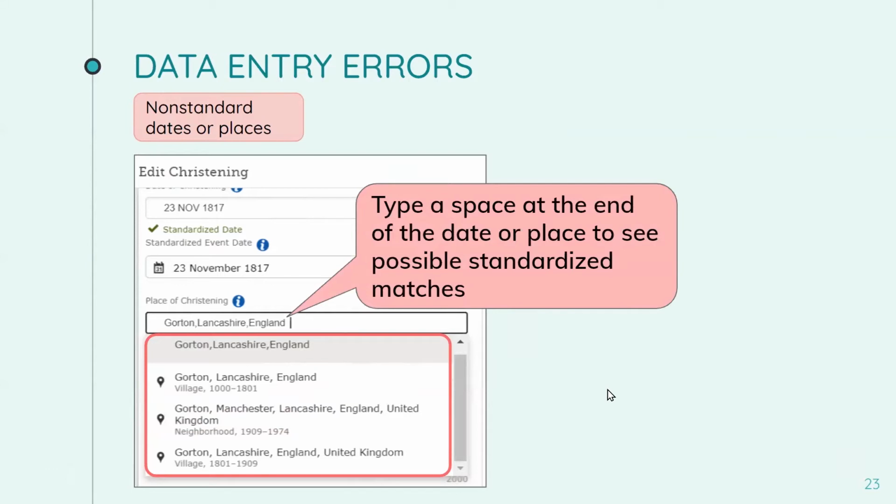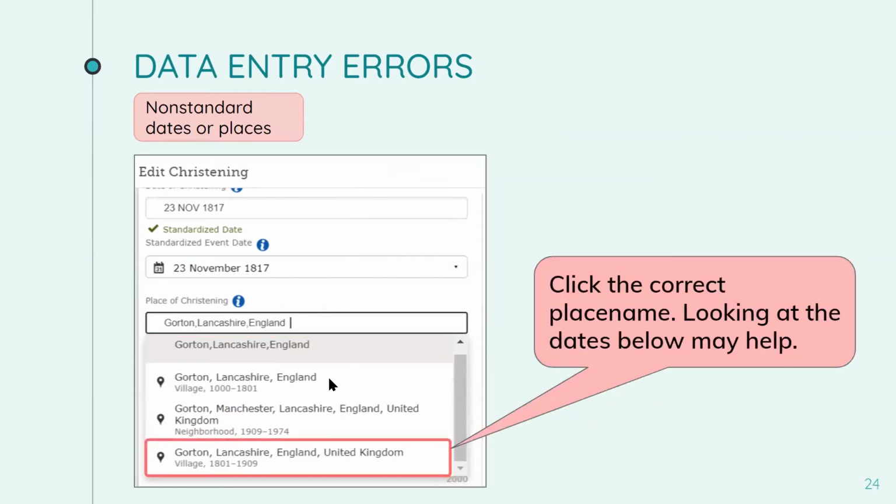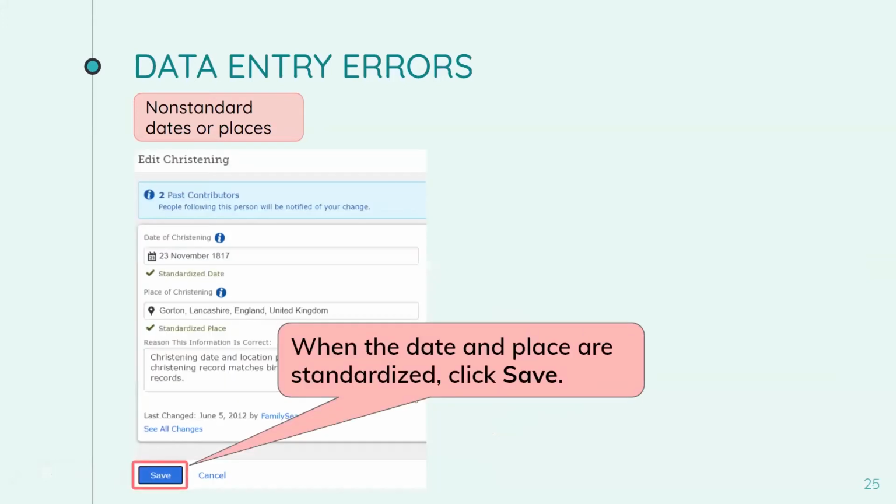Well, you might be looking at that and go, gosh, how do I pick the right one? And the clue to that is that almost all place names, I've seen a very few exceptions, will have a date beneath, and they'll tell you when that place is valid. Well, our christening here is in 1817, which falls within this date range here from 1801 to 1909. So that tells me that this is the correct standardized place name that I want to choose. So I click that. And then this is an example of the screen.